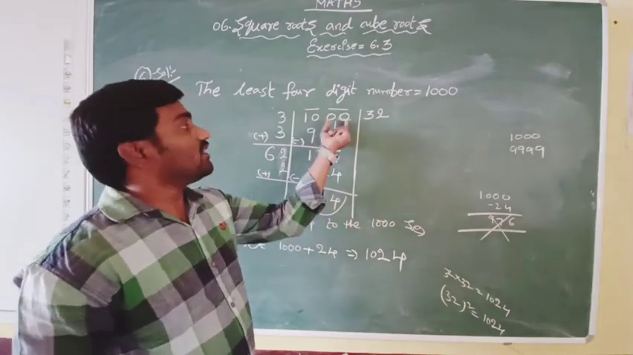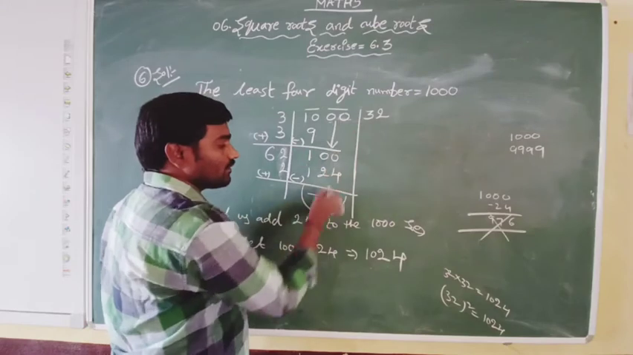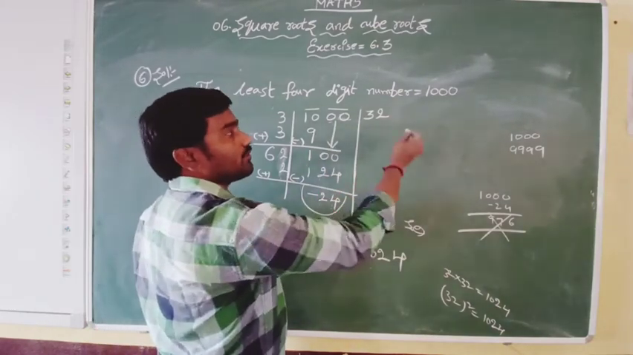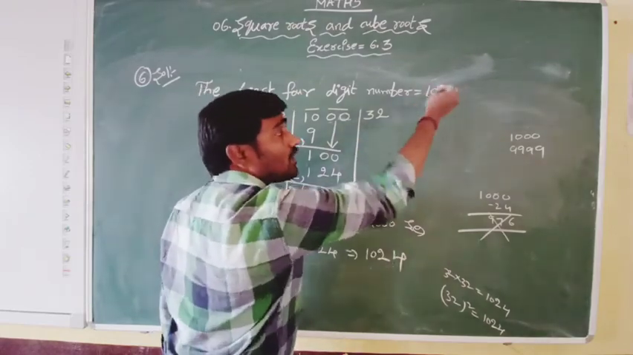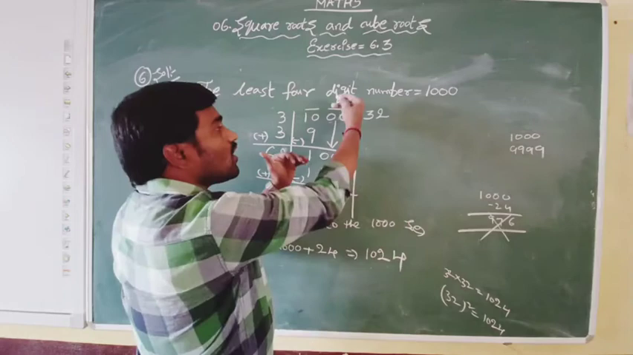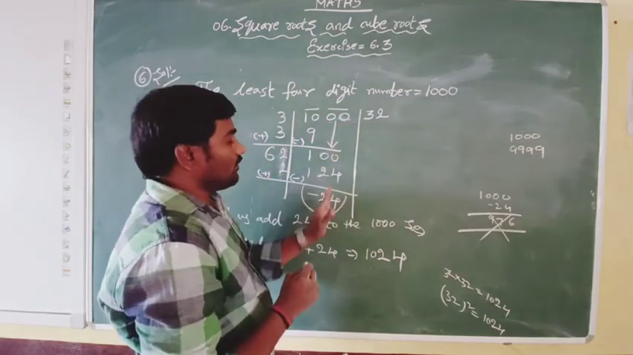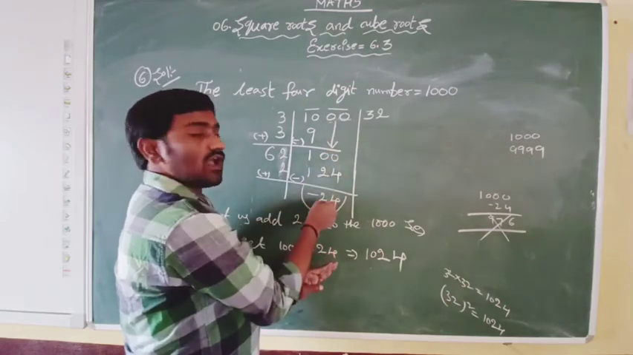If it is 1024, we would get 0 as the remainder, because the 24 will come here. Otherwise we don't know the least 4-digit number that we get from the division method. The same thing we have to do.